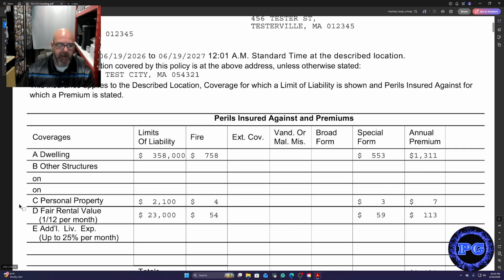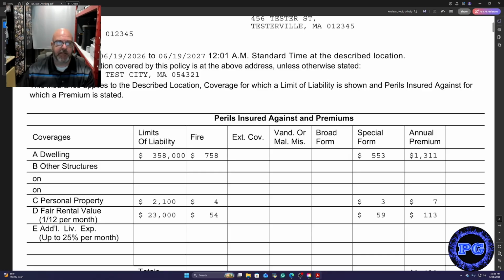So what about fair rental value? What's fair rental value? If you go back and close your eyes for a minute, you think, okay, what was on the homeowners? We had A, dwelling. We had B, other structures. We had C, personal property. We had D, which was your additional living expense, your loss of use. And that would be, God forbid, you had a total loss. You had to move out. Hey, tomorrow or tonight, boom, you've got to go find another place to live, right? So you lost use of the home.